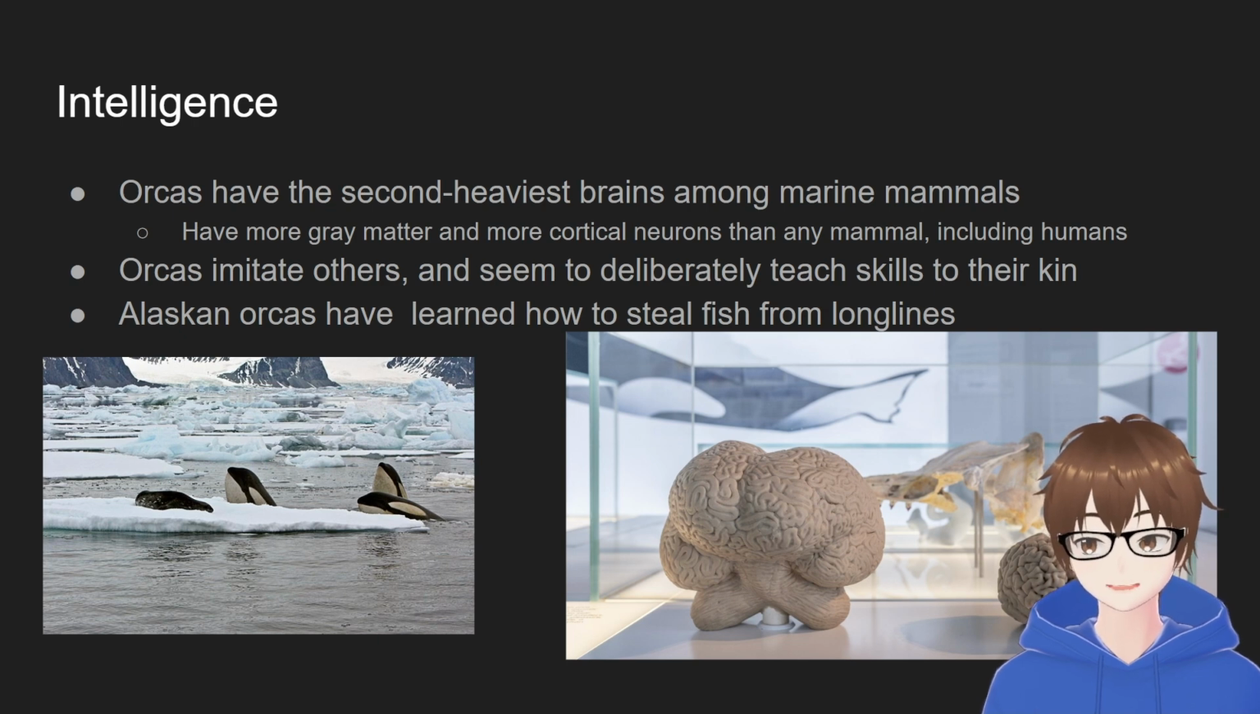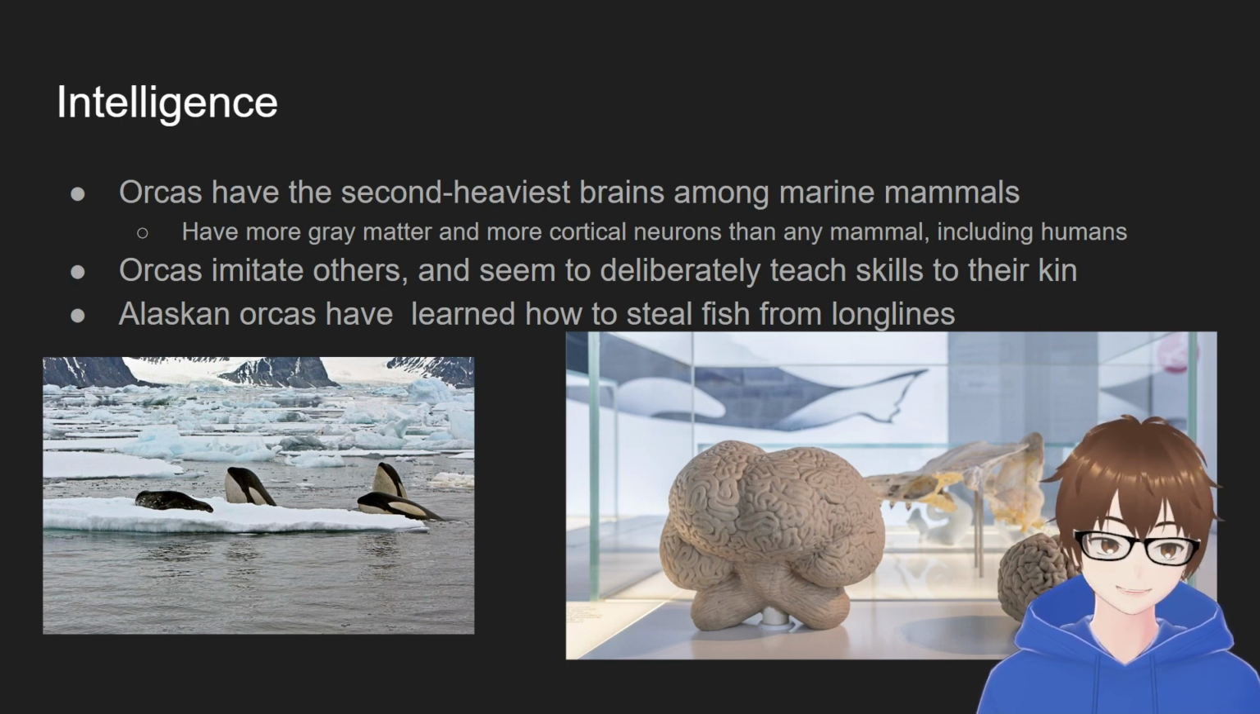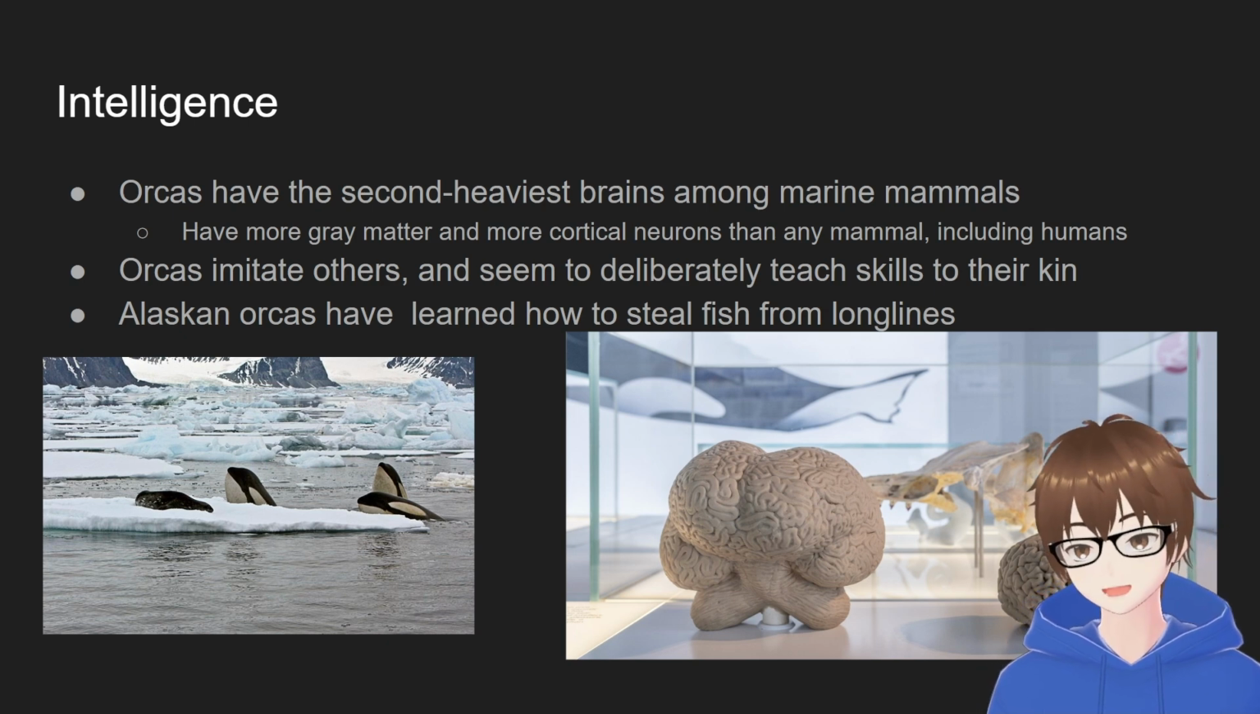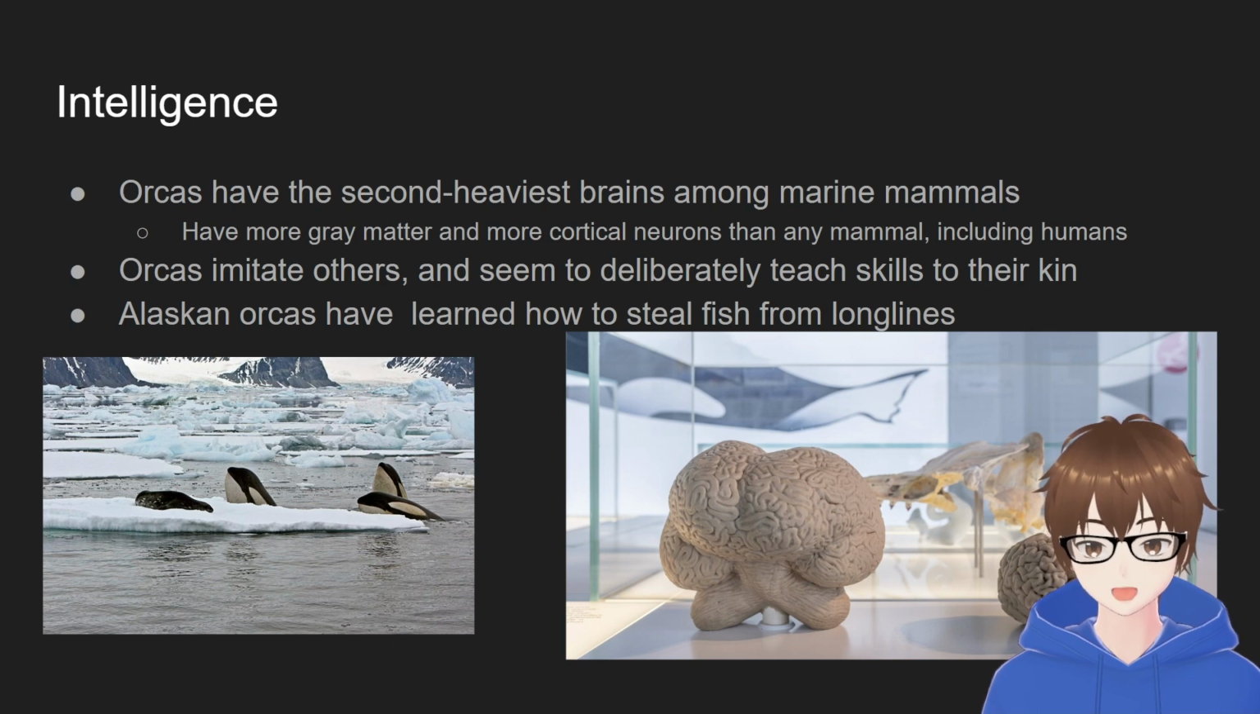Then orcas will imitate others and seem to deliberately teach skills to their kin. We'll go over some things that they teach each other, but one of these is, if you see the other picture, there is a seal or a sea lion on an iceberg, and sometimes they'll jump up on the ice, breaking it, or sometimes they'll go underneath and flip over the ice, and they'll do all these different things to try to get at the prey. They'll teach this to their kin or their babies or whatnot.